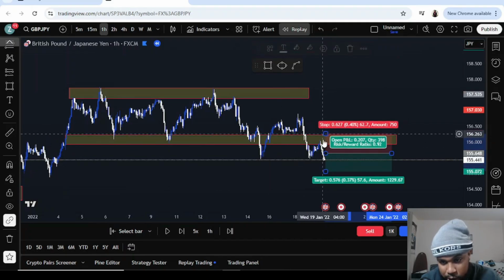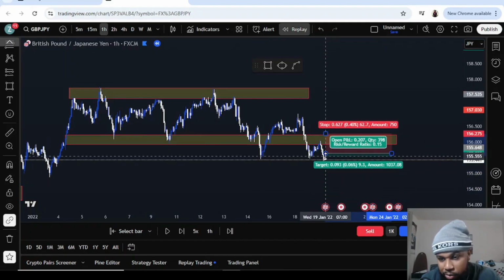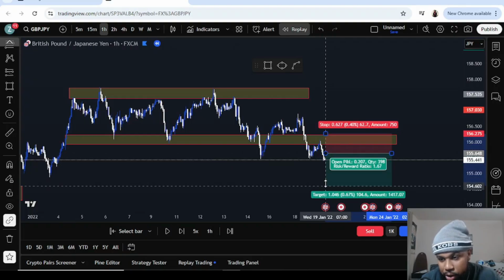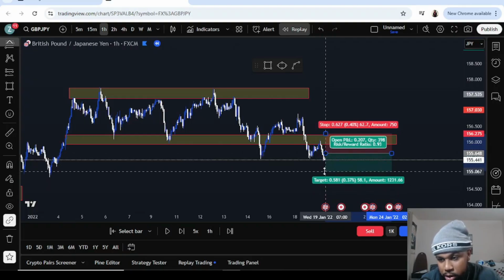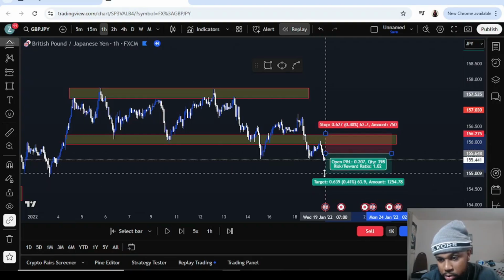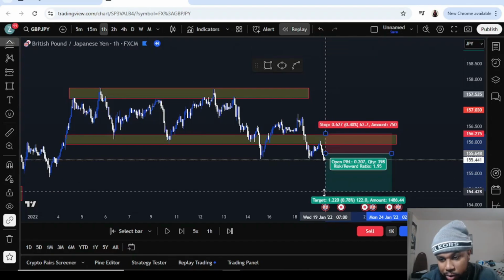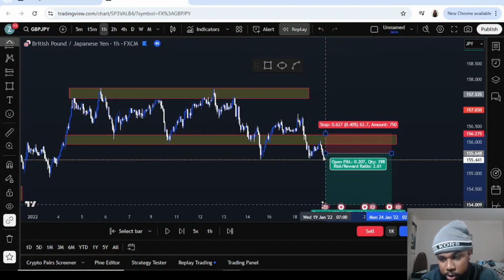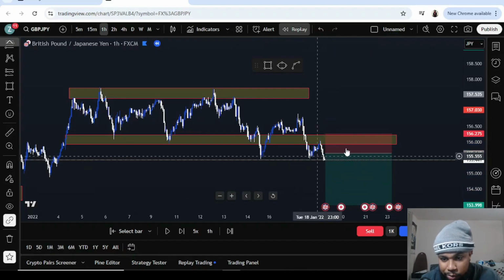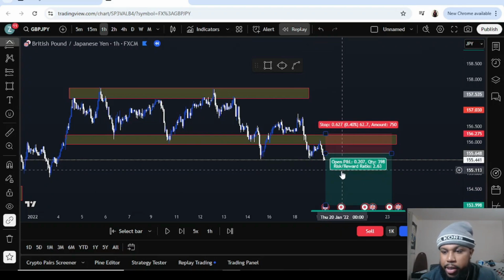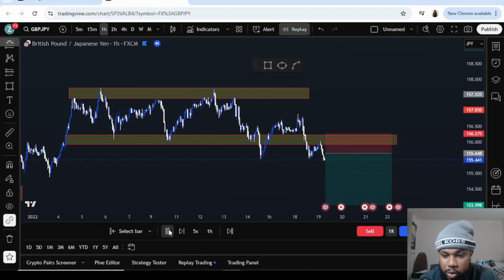Stop loss above the rejection candle. Take profit is going to be 155 flat, and I'm going to extend that to 154 for a TP2. But if this was a real life trade, I'm probably taking it at 155. But let's see what happens.